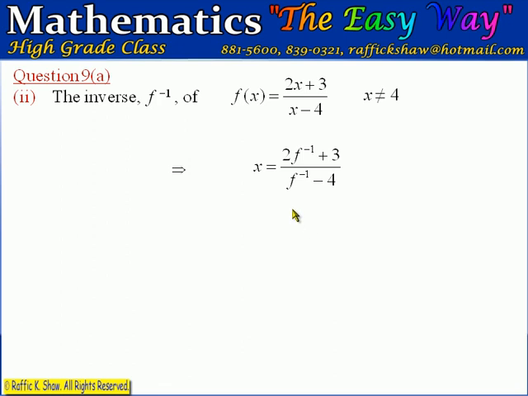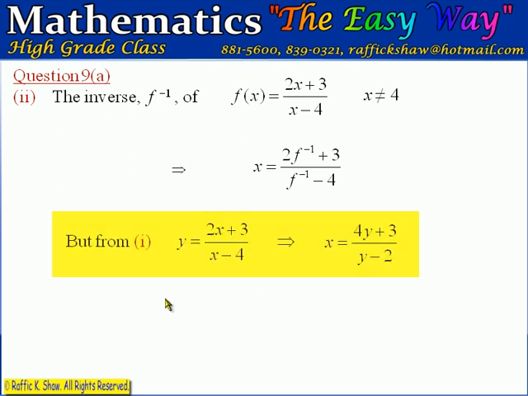But the question said, hence we are to use the result from part 1. And if we observe what we had in part 1, when we had y equals 2x plus 3 divided by x minus 4, and we transpose to make x the subject, the result was x equals 4y plus 3 divided by y minus 2. And now if we compare this expression with this one, we see we have 2 times the variable here, plus 3 divided by the variable minus 4.